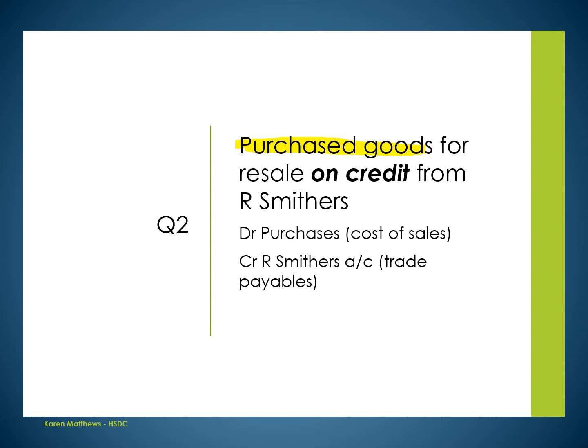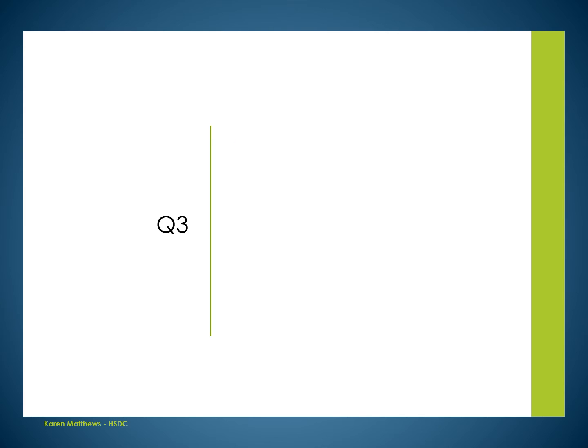So debit purchases, which will be under cost of sales in our income statement, and credit the R. Smithers account, which will be one of our trade payables. So if you remember, we record all the transactions within the individual trade payables accounts and then add them all up to find one total to put on the statement of financial position at the end of the year.